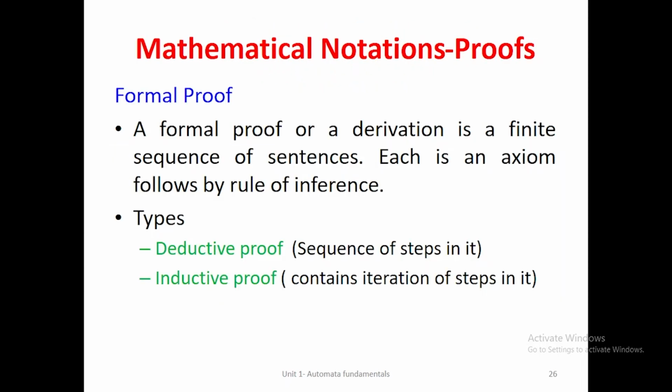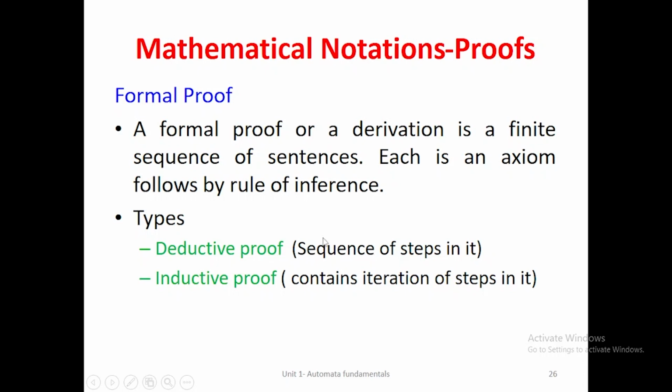First we'll learn about formal proof. What is a formal proof? A formal proof is also called a derivation. This derivation contains a sequence of sentences. The sentences may be English sentences with some conditions available. Each is an axiom followed by rules of inference. So if you write a sequence of sentences, those solutions, a sequence of steps, are known as a deductive proof.